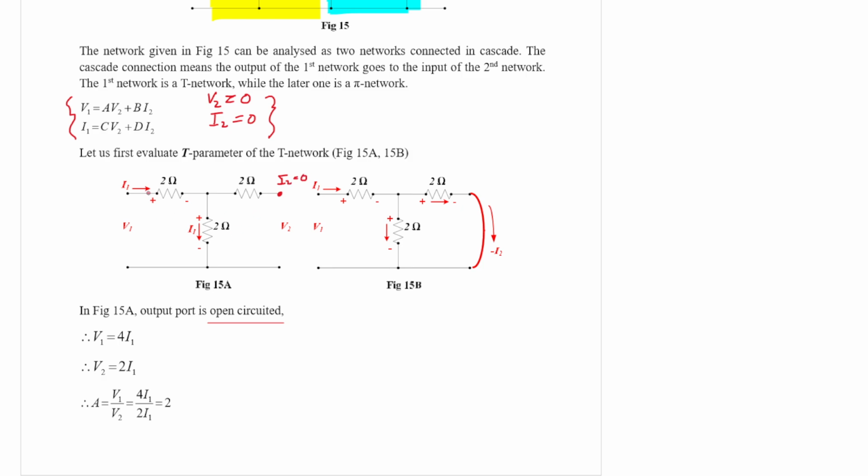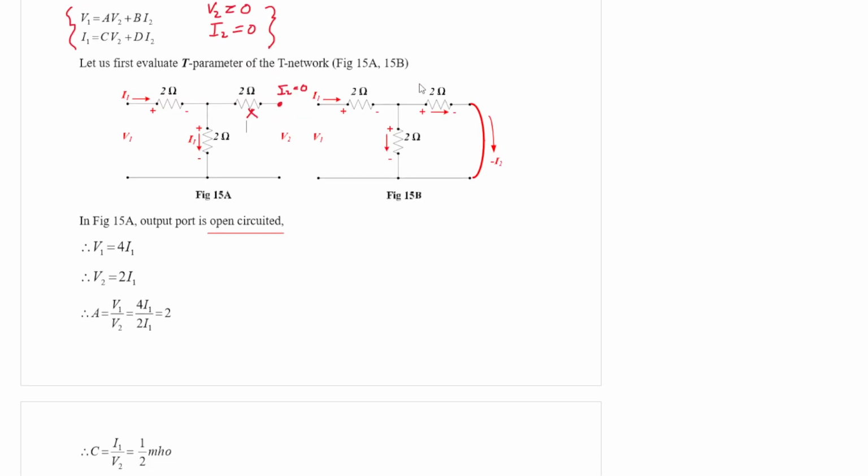So this entire current I1 should be flowing through this 2 ohm and this 2 ohm resistance. No current should be flowing through this other 2 ohm resistance. So you can write directly V1 equals 4I1. Why 4? Because the current is flowing through this 2 ohm and this 2 ohm. And what is V2? V2 will be this drop, which is 2 into I1.